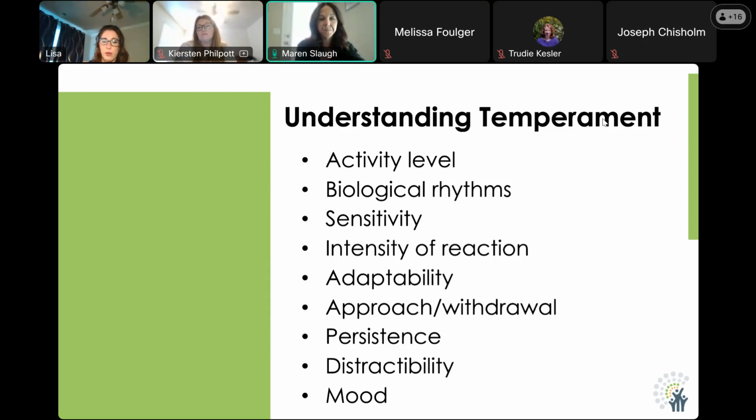Okay. And then how about mood? What would you say on this one? So there's some tendency to be positive versus negative, and there's sort of just their world view, their world outlook.